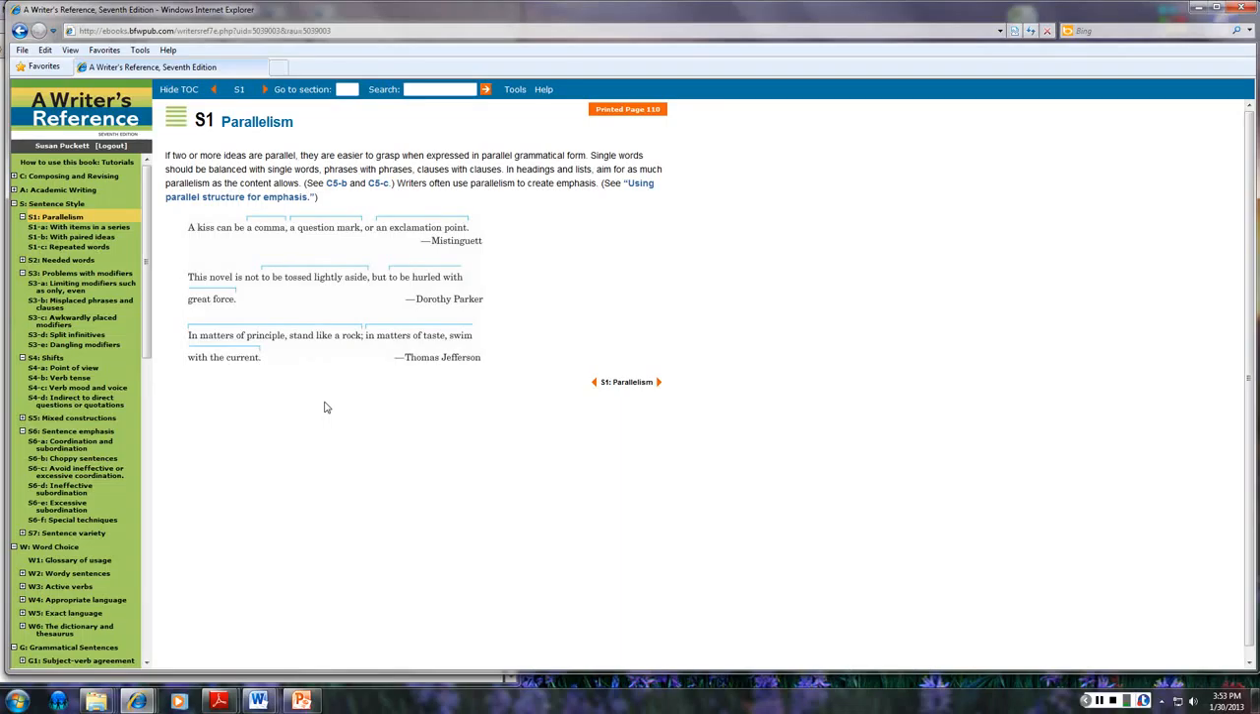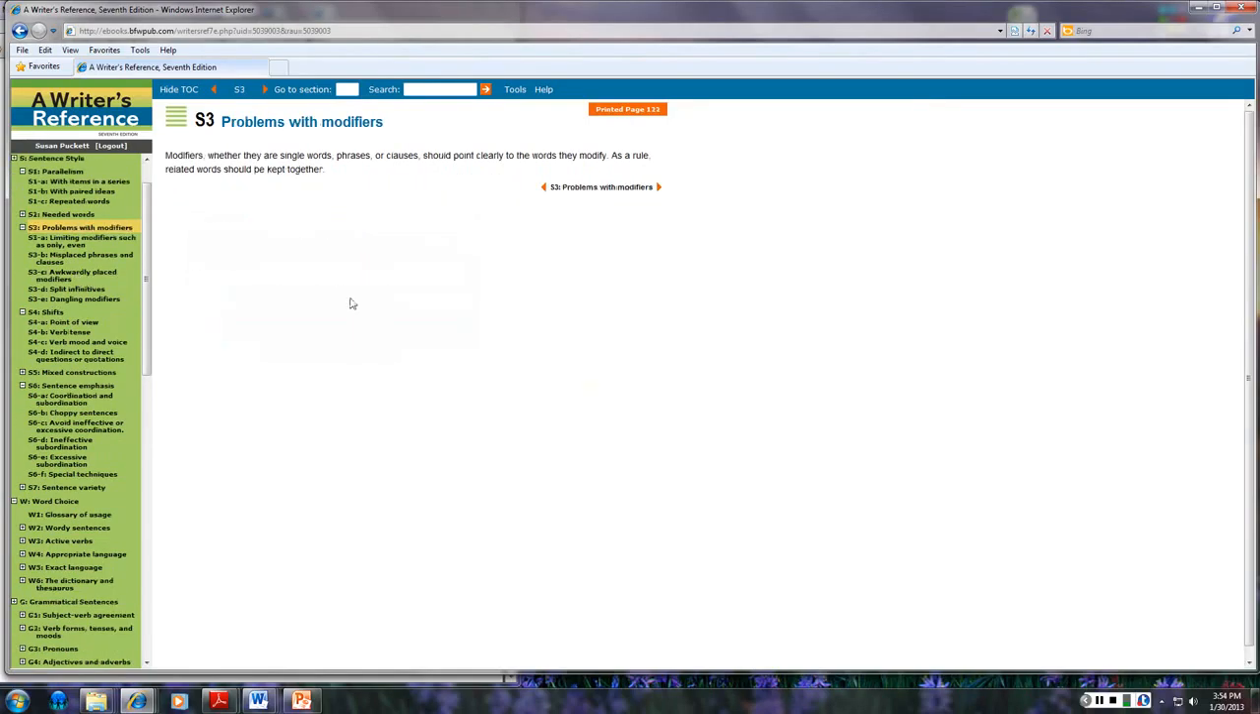The second is phrases, in this case verb phrases. This novel is not to be tossed lightly aside, but to be hurled with great force. And then the last one, we have a combination. We have a phrase and then a verb. In matters of principle, stand like a rock. In matters of taste, swim with the current. Again, the idea of parallelism is that you emphasize similarity and you also help your reader to focus on the commonalities between things. The second thing that we're going to look at is problems with modifiers.